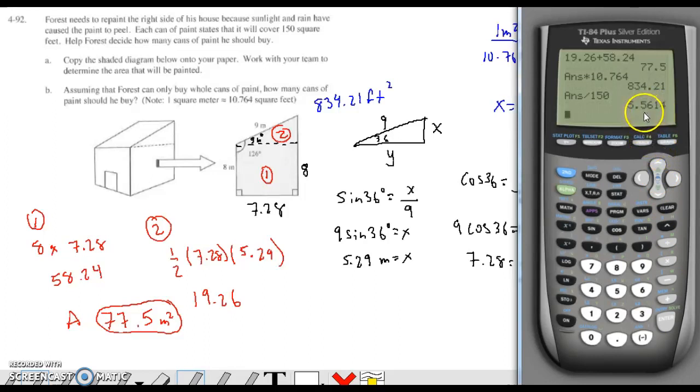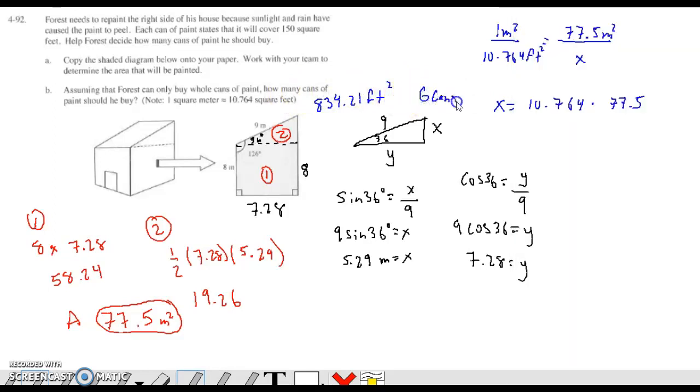I can't buy half of a can. So that means that I'm going to say that there are 6 cans, right? So we want to round up on that one.